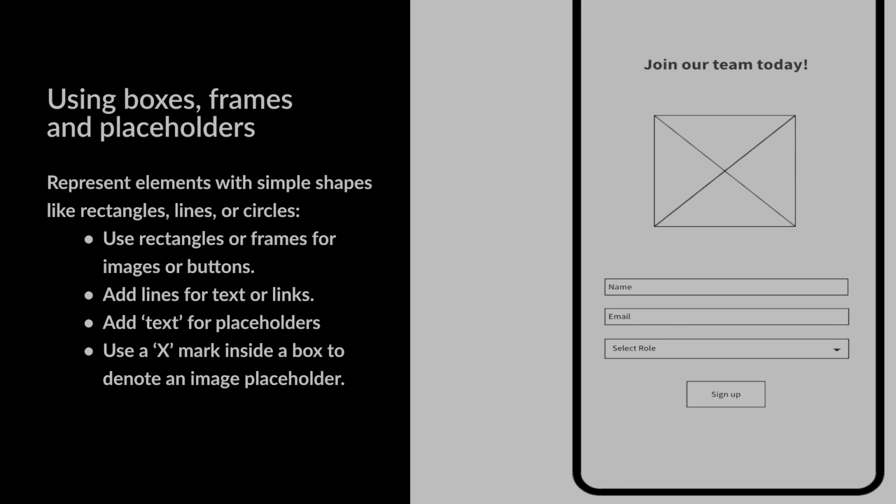Then you use boxes, frames or placeholders. Here you represent elements with simple shapes like rectangles, lines or circles. So you use rectangles or frames for your images or buttons. You use lines for text or links. You also use text as a placeholder for text. Then you can use an X mark inside a box to denote an image placeholder.